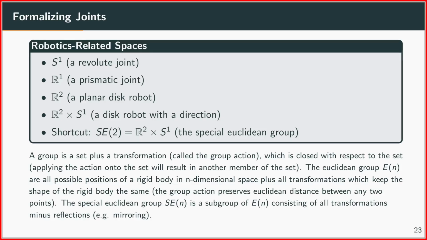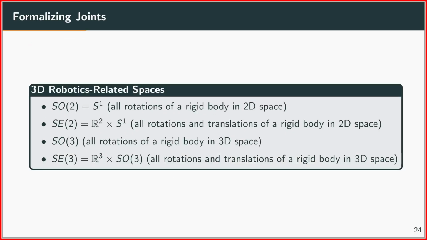I also wrote down here why this has this weird name, but if you don't want to dive too much into the topic, you can just take this as a shortcut. Basically, this is just all the transformations of a rigid body in 2D. And then for robotics especially, those 4 spaces are super important. SO2, this is basically all rotations of a rigid body in 2D space. This is just represented as a circle. Then we have SE2, what I already mentioned, which is all rotations and translations of a rigid body in 2D.